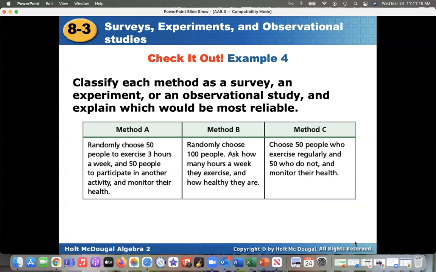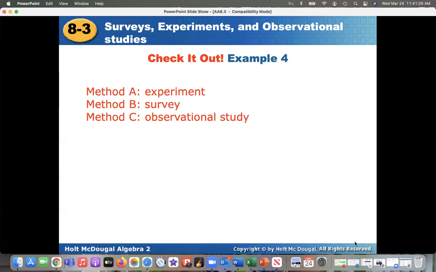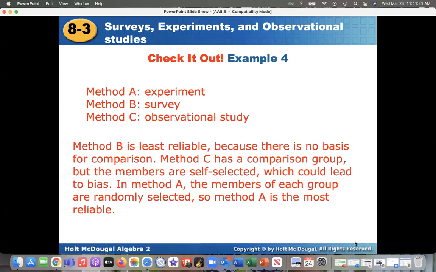All right. Let's see what they give as their explanation. Sometimes we got to read into these a little bit more. Now we had all those correct: experiment, survey, observational study. Method B is the least reliable. We agreed with that, right? Because people are going to say what they want to say. Method C has a comparison group, but the members are self-selected. Self-selected means I'm going to say I exercise regularly. What defines exercising regularly? If you specifically defined it, that would be better.